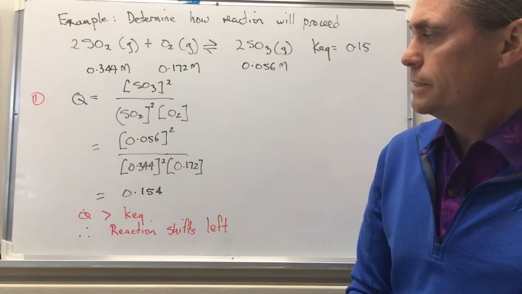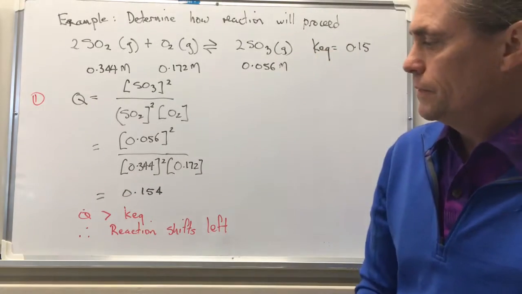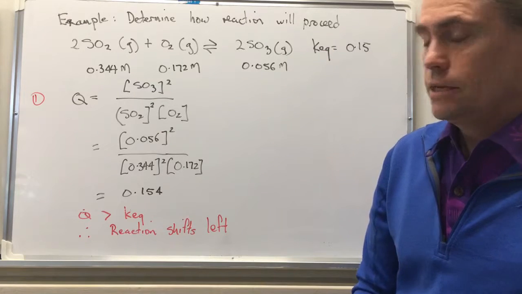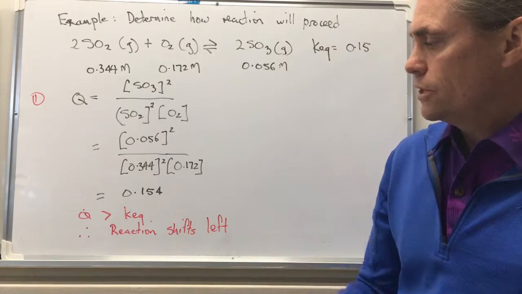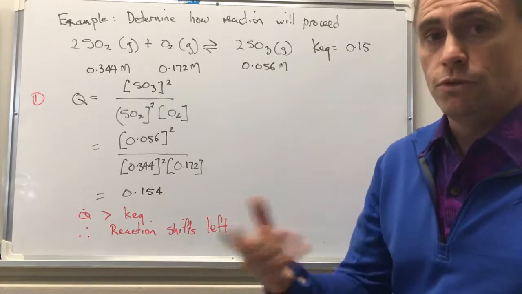Now our last step is to compare this value for our Q with our Keq. In this case, 0.154 is greater than 0.15, and because it's greater, our reaction will shift to the left to move toward equilibrium.